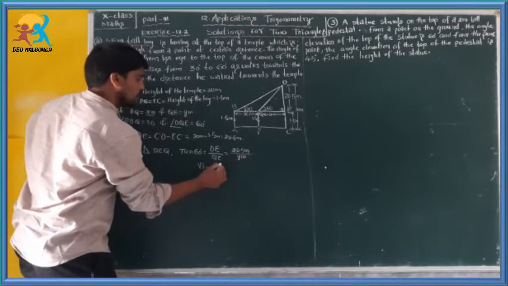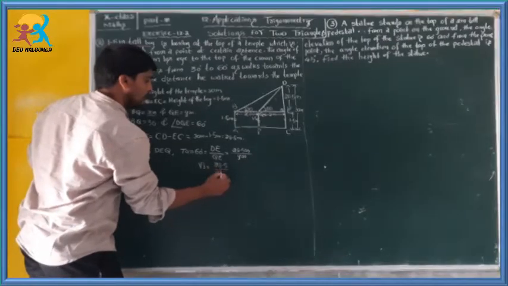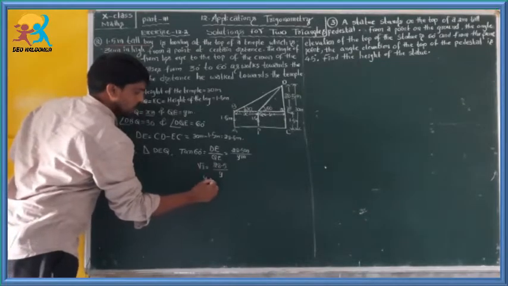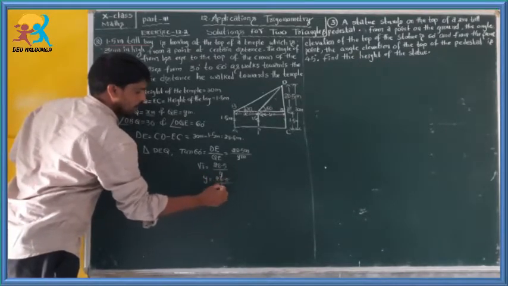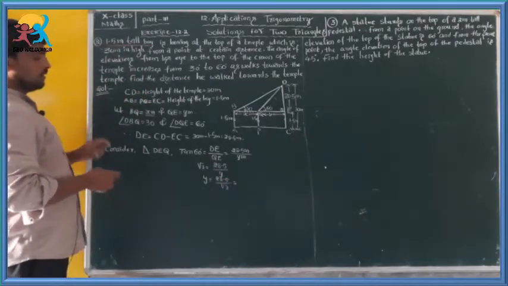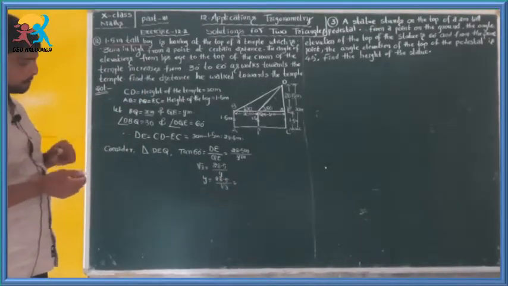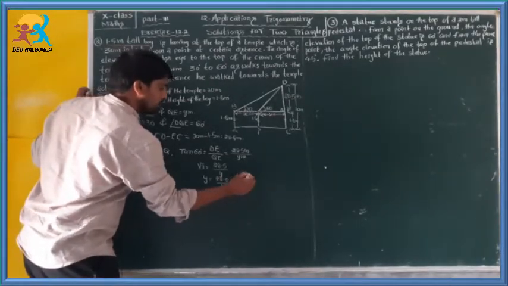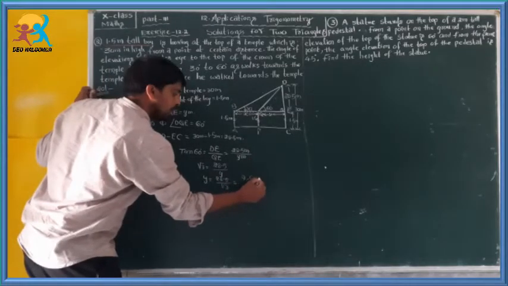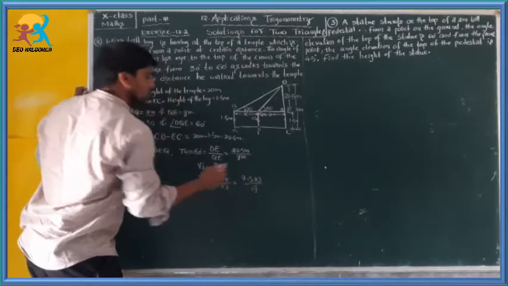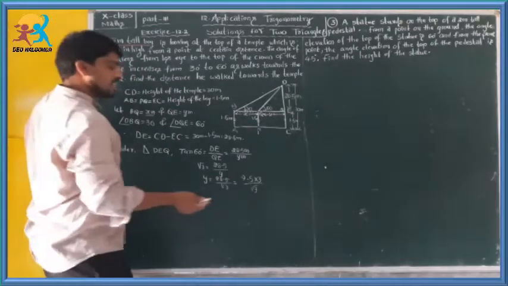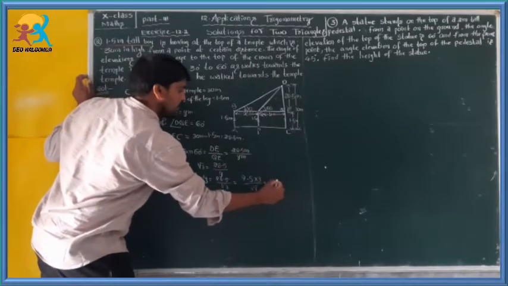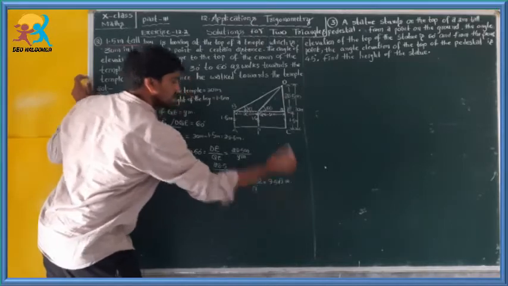Root 3 equals 28.5 by y. So y equals 28.5 by root 3, but this 28.5 is a multiple of 3. So 3 nines are 27, 3 fives are 15. Put a decimal point: 9.5 into 3 by root 3. In the earlier problem we have discussed that 3 by root 3 is nothing but root 3. So this is equal to 9.5 root 3 meters.